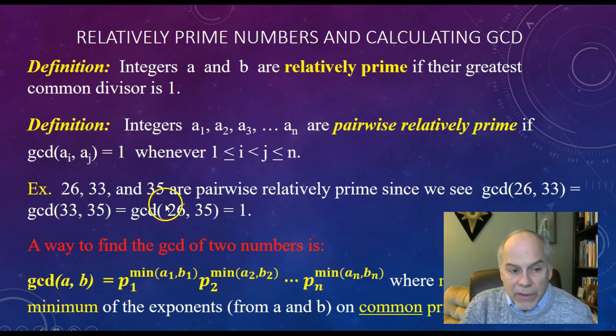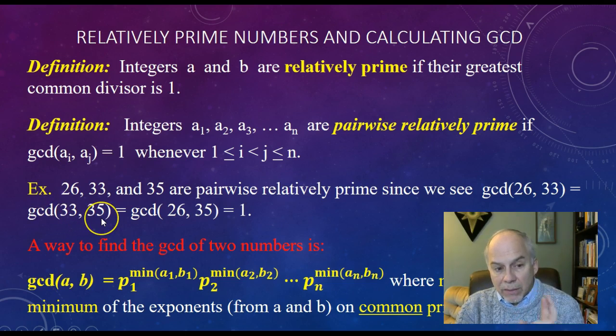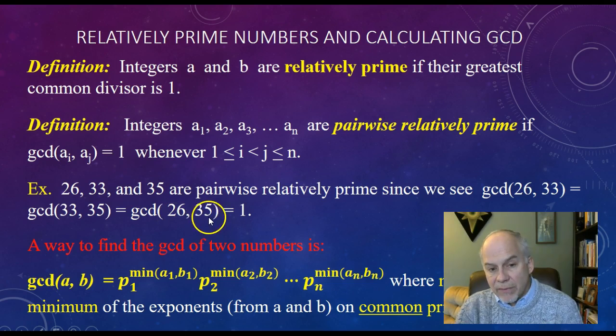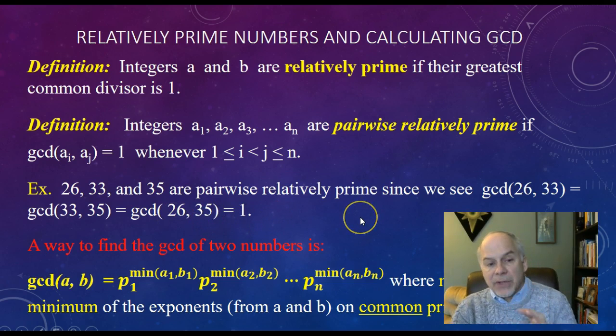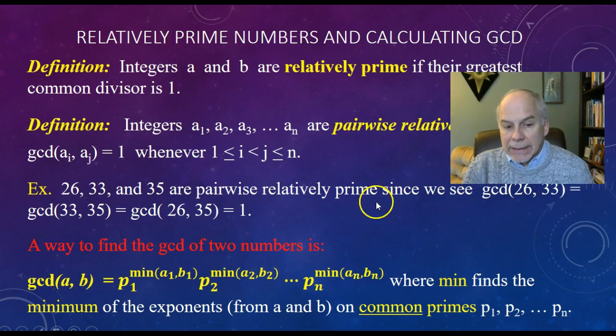Same goes for these numbers 26, 33, and 35. The greatest common divisor of 26 and 33 is 1. The greatest common divisor of 33 and 35 is 1. And the greatest common divisor of 26 and 35 is 1. And so these are called pairwise relatively prime numbers. Okay?